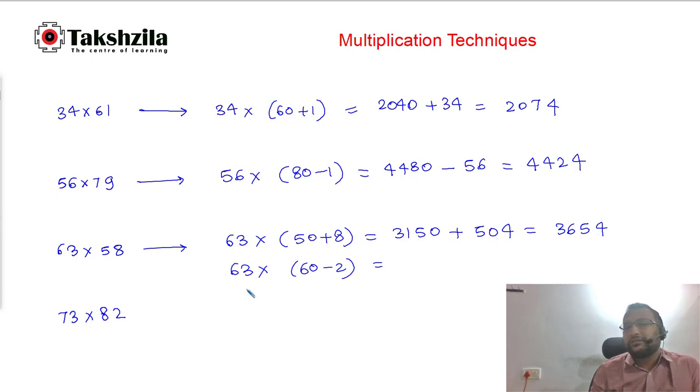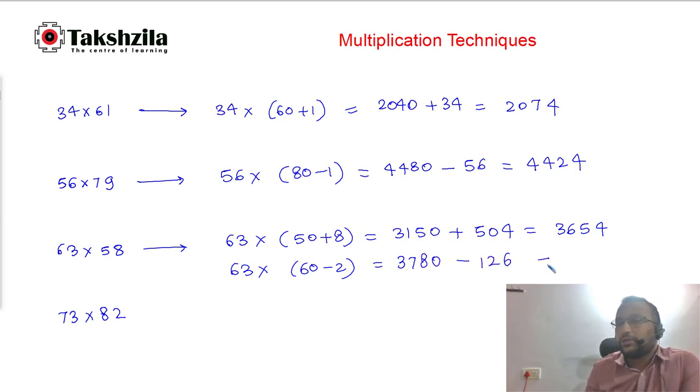And if we do 63 into 60 minus 2, 63 into 60 is how much? 360 and then 18, that is 3780. Minus 63 into 2 is 126. Now let's do this subtraction, that is equal to 36 and 80 minus 26 is 54.